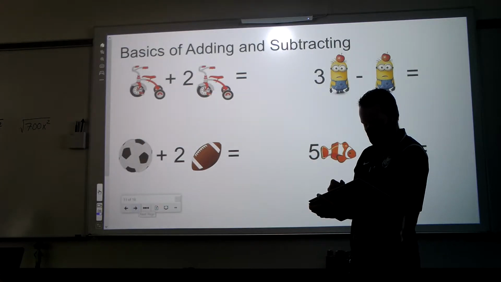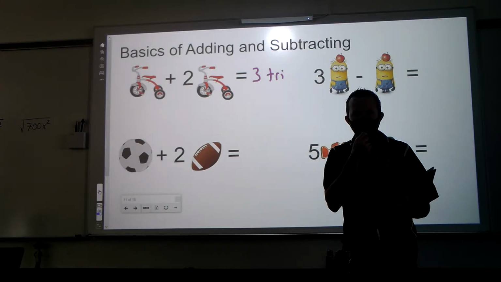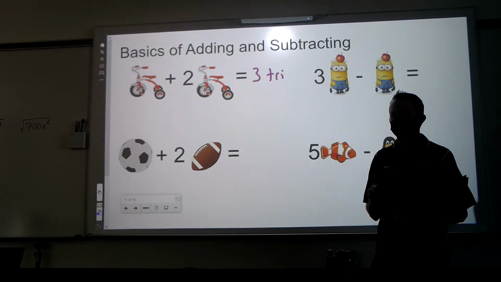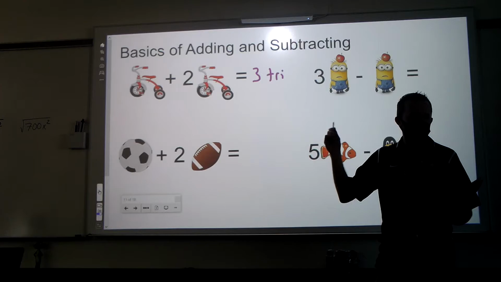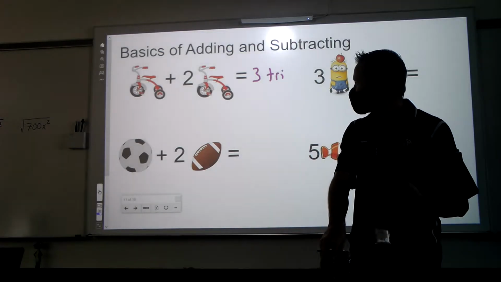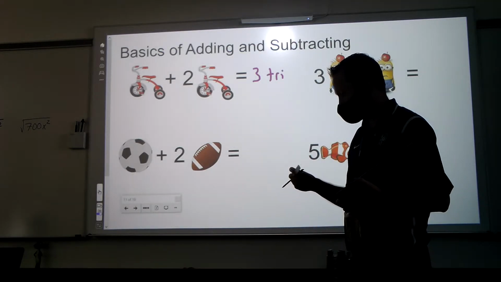And what would that give you? 3 of these tricycles. And some of you are probably like, wait, is this a trick question? This seems too easy. No, this is what we're doing, okay? So 1 bike plus 2 bikes is 3 tricycles.